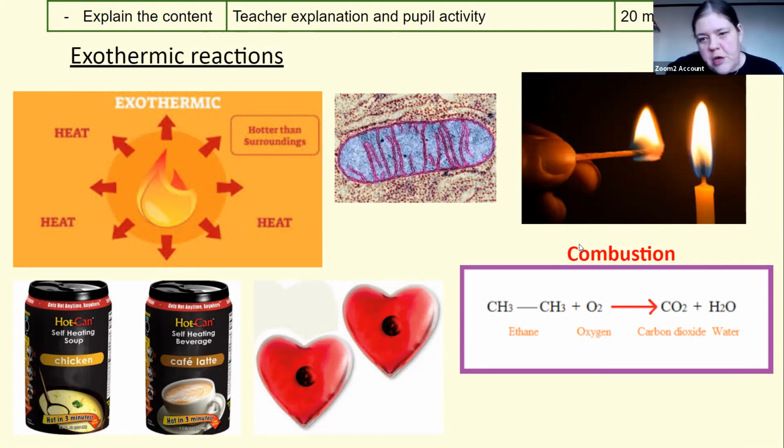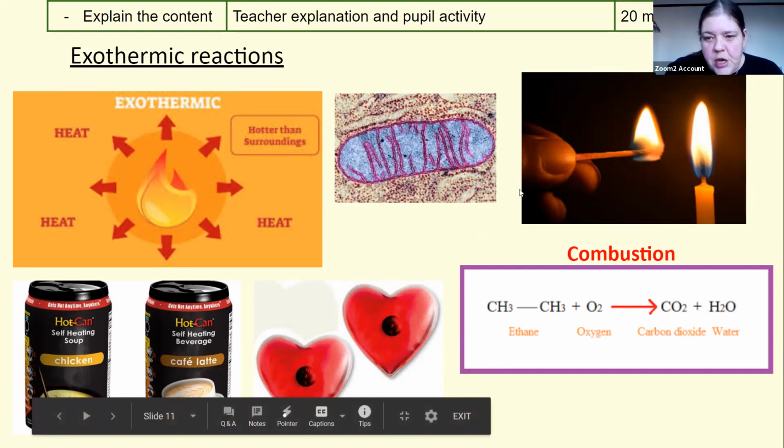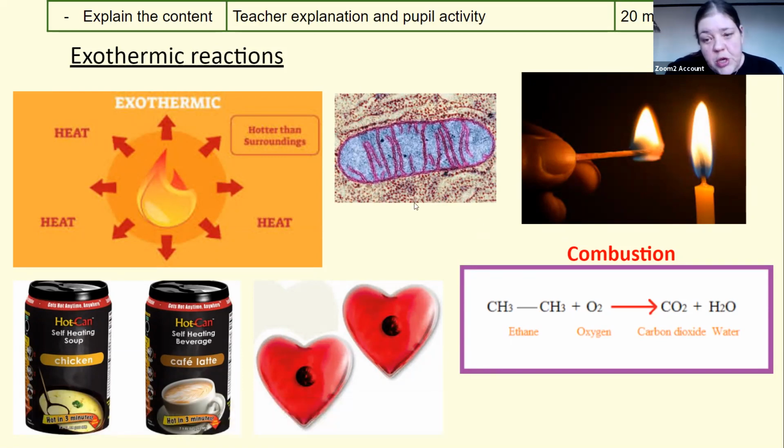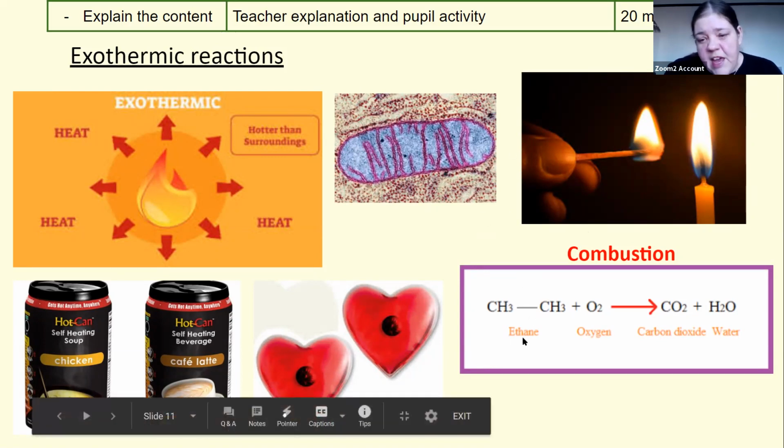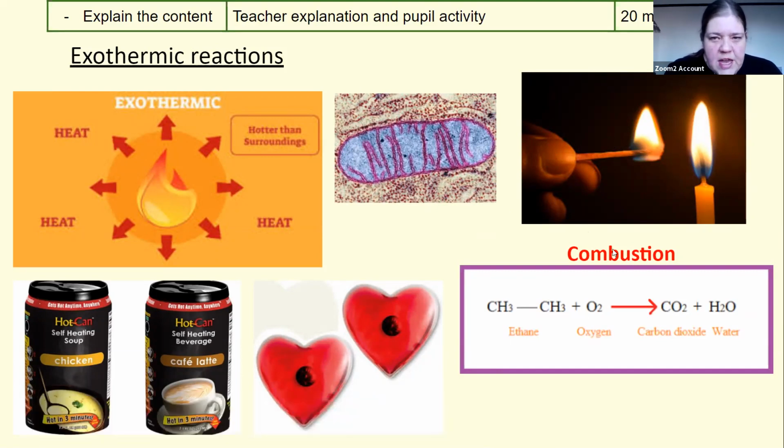We have combustion, and I've included this equation because at some point you will need to know combustion and incomplete combustion, so I just thought I'd put it there. Combustion, fancy word for burning, and that's where we take a fuel, for example, ethane, methane, add it to oxygen, and then that always releases carbon dioxide and water. And if you think about it, combustion, burning, we do that to get heat so that we can warm up, and that's exothermic because it's releasing heat energy that keeps you nice and warm, especially around now.